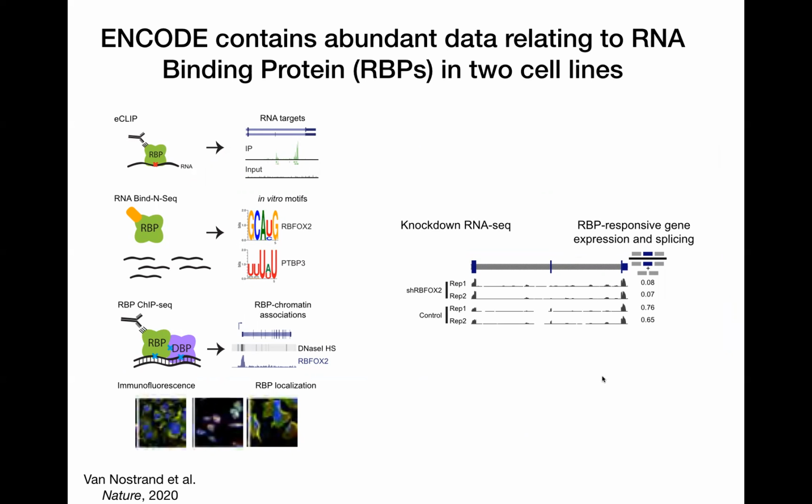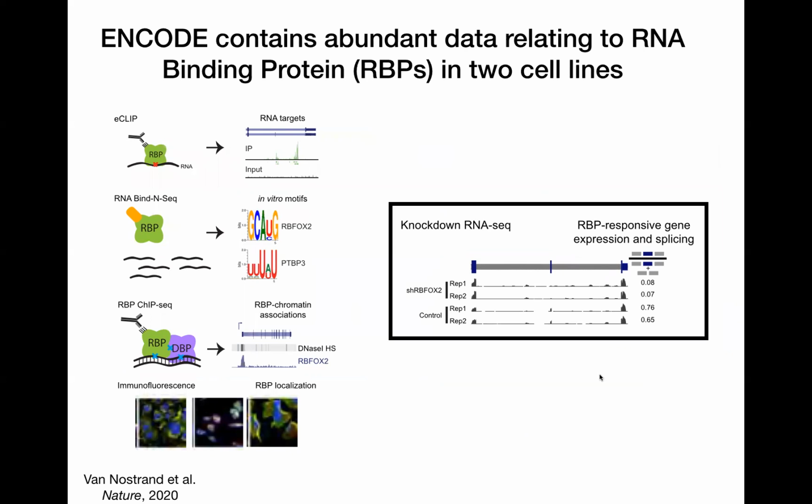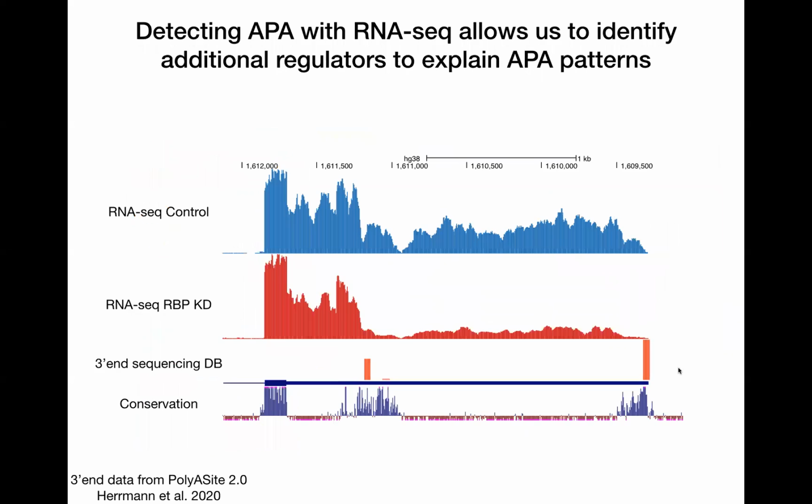regulators of isoform diversity. Ideally, we'd have targeted 3' end sequencing data comparing control to knockdown, but we do have a large set of over 500 RBP knockdown experiments with RNA-seq, and we can utilize that to identify APA targets. So we could detect APA directly from RNA-seq to quantify and identify regulators of APA patterns.